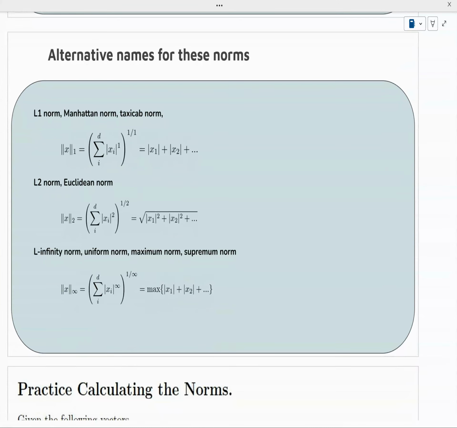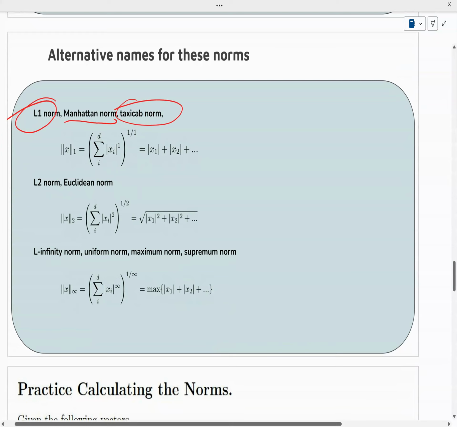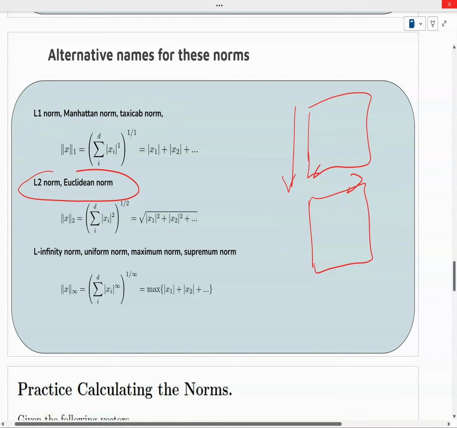So the L1 norm is also called the Manhattan norm, as well as the taxicab norm. You can imagine you live in Manhattan, and the way you travel is through blocks, like a taxi driver driving around the blocks. The L2 norm is also called the Euclidean norm. That's when you're a bird and you can just fly over buildings.